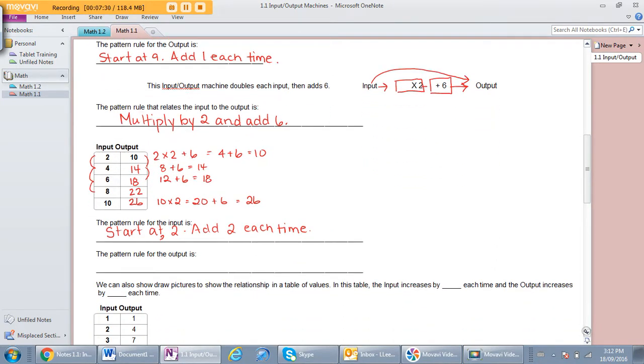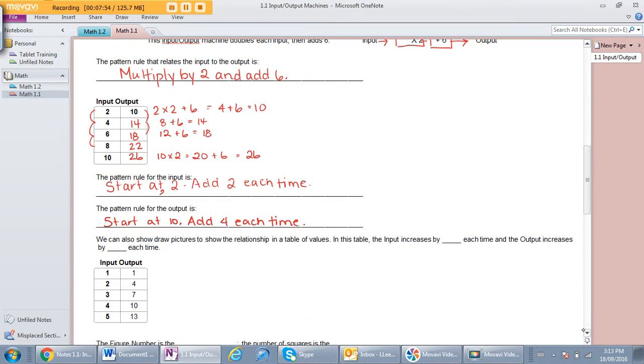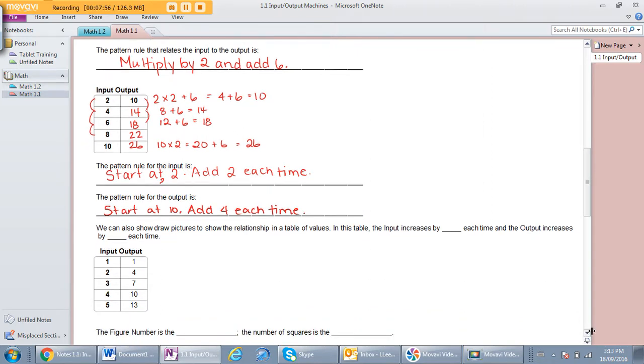If I want to use this table of values and take a look at the pattern rule for the output, well, I'm starting at 10 and I'm adding 4 each time. So we can use tables of values to help us look for patterns in numbers.